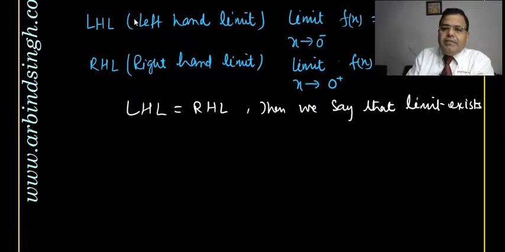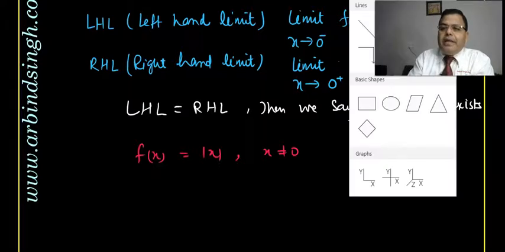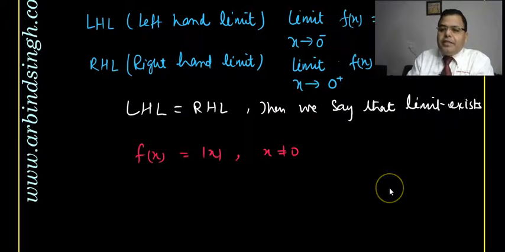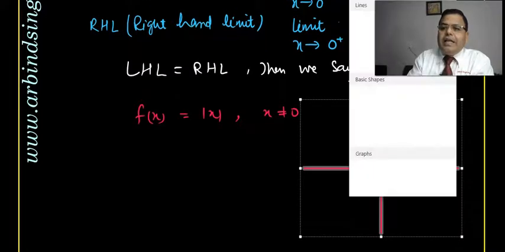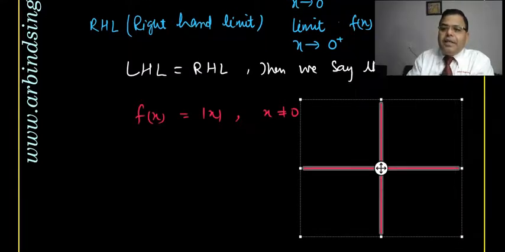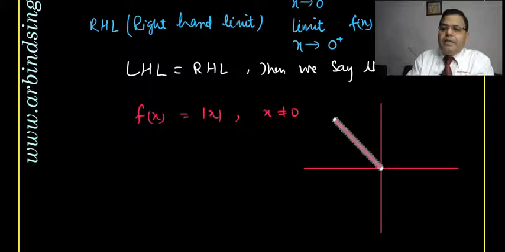Let us discuss some other examples as well. A function is given as f(x) is equal to mod of x, where x is not equal to 0. When we put x slightly more than 0, then the graph of this function can be plotted. Let us plot the graph of this function, f(x) is equal to mod of x, and that can be written like this. The graph will be like this, isn't it?